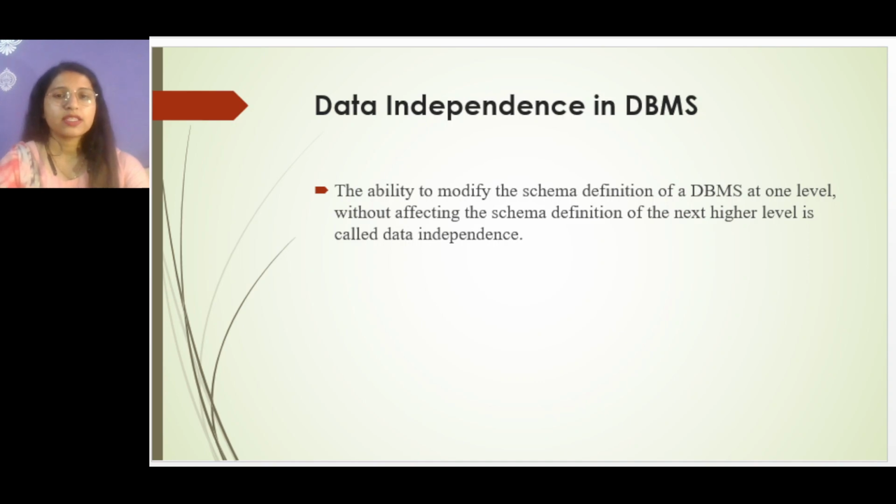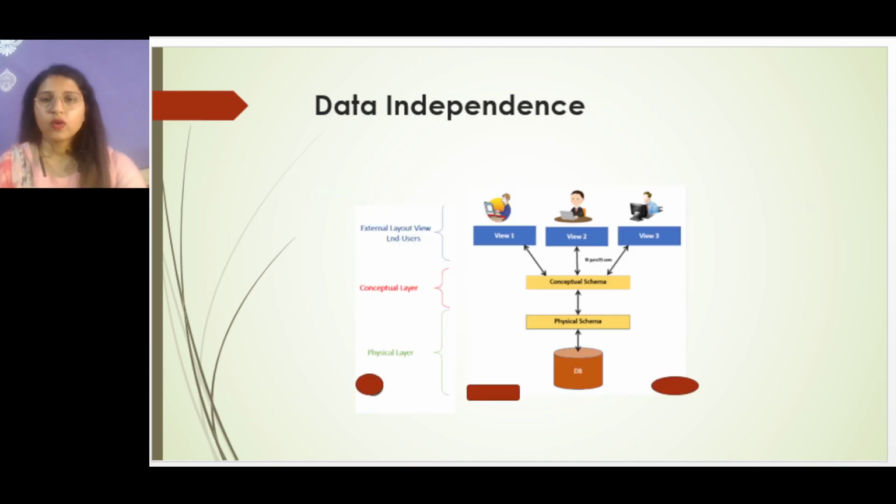As you can see in this diagram, this is your three schema architecture: physical schema, conceptual schema, and the view schema. Now, what do you understand by data independence? If you make any change at the physical schema, the conceptual schema will not be affected, and neither will the view schema. Similarly, if you make any changes at the conceptual schema, the higher level will not be affected.